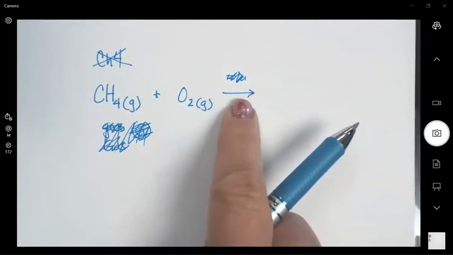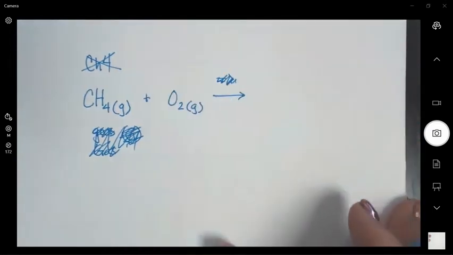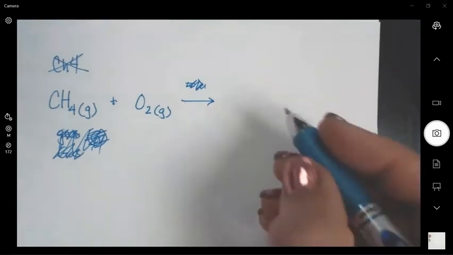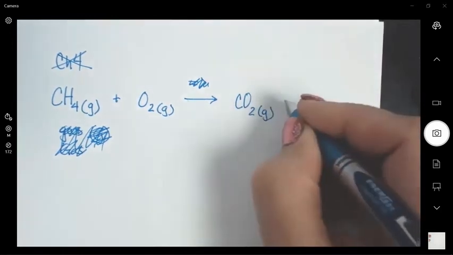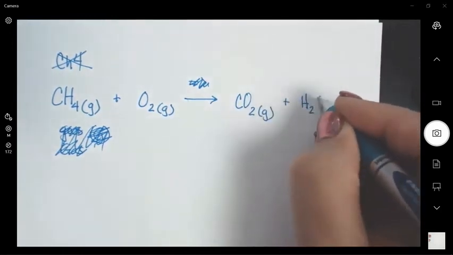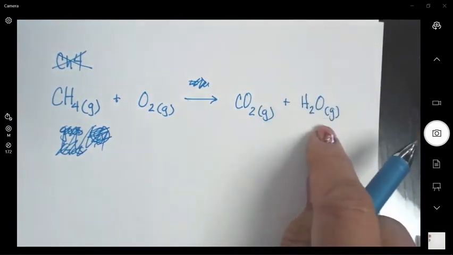So it's an arrow like this, connected. It should be an arrow, and it's not an equal sign. And we're going to get CO2 gas and H2O. This was gas. I had several people write water or liquid.